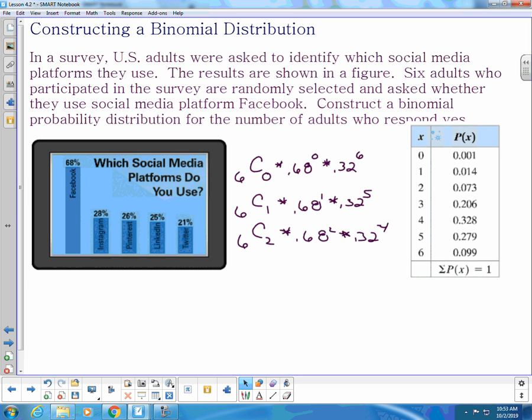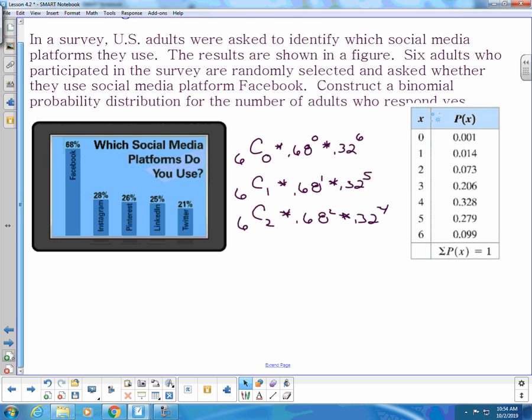It's a pretty high percentage of people liking Facebook. So you should have higher percentages later with more people than you would earlier. Okay? Everyone understand how to do the probability distribution? And you just do that until you're doing 6C6. Everybody good? Okay.